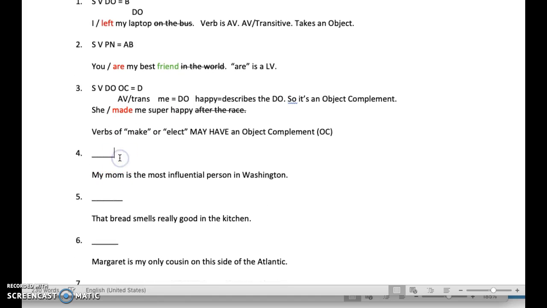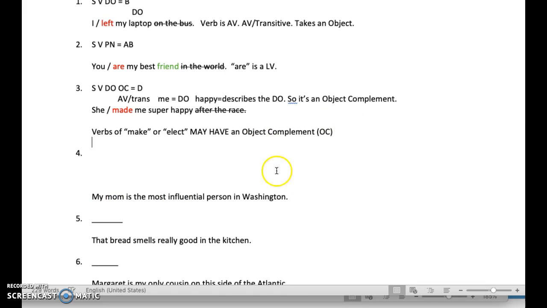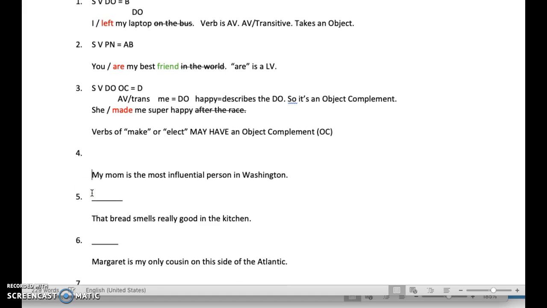Okay, so we're going to look at number 4 here. Oops, I lost my number 4 there. Don't know why I did, but I did. Lost my number 4. Sorry, a little housekeeping.